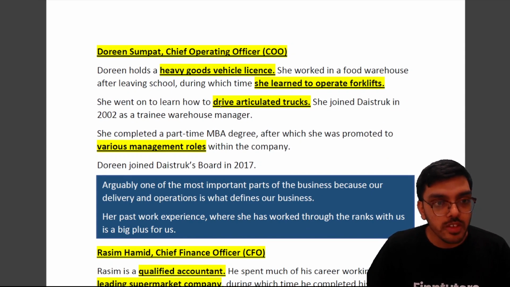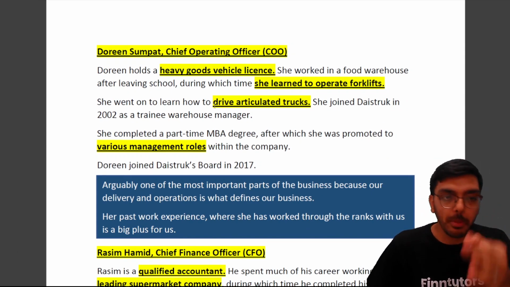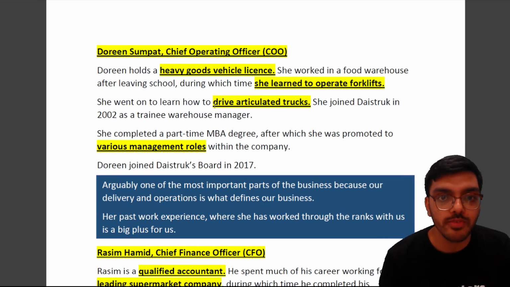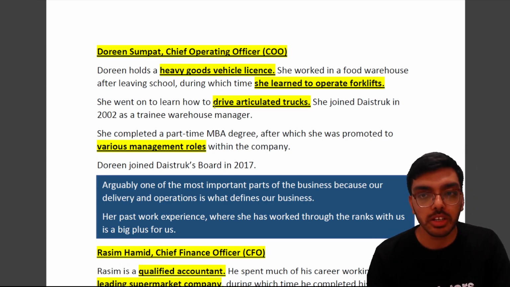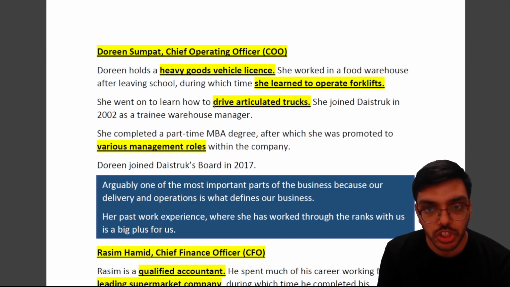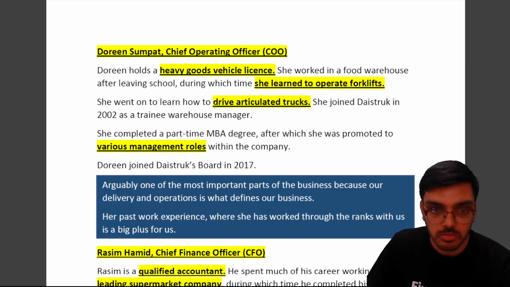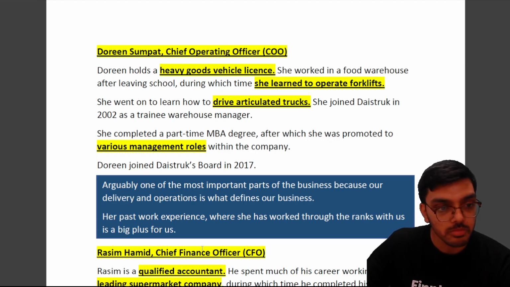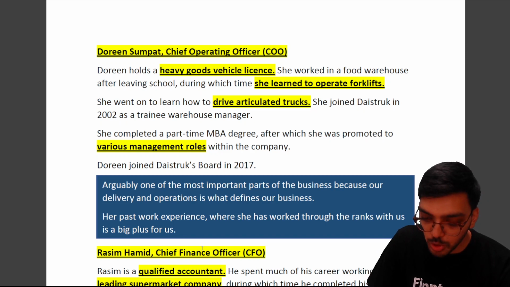Next, we have Doreen Samput, who is the Chief Operating Officer, COO. Doreen holds a heavy goods vehicle license. She worked in a food warehouse after leaving school, during which time she learned to operate forklifts. She went on to learn how to drive articulated trucks. So she has this license, and she joined Daistruk in 2002 as a trainee warehouse manager. You can see she's been with the business for 21 years.